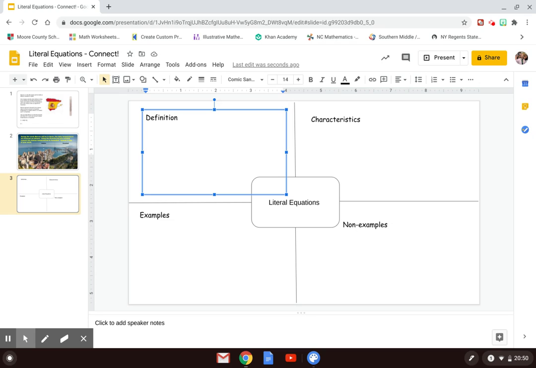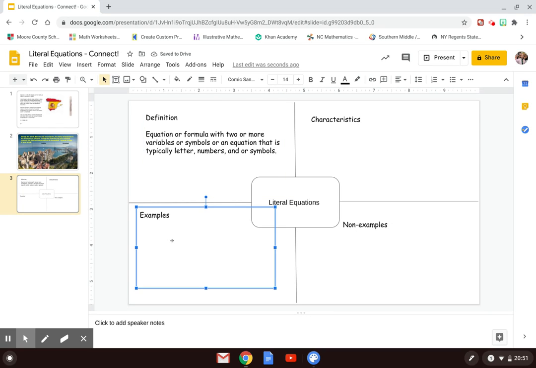So like we've seen here with our example of Fahrenheit and Celsius, it is an equation or formula with two or more variables or symbols, or an equation that is typically letters, numbers, and/or symbols. Okay, so that's what a literal equation is. And that's what you just saw with our examples of Fahrenheit and Celsius, is that there were two or more variables there, as well as numbers. Then we'll see some examples with some symbols.